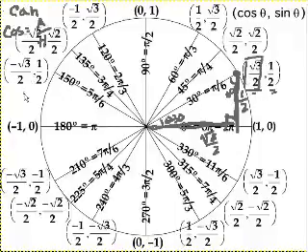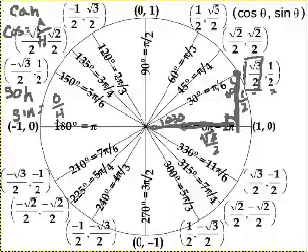Similarly, we could look at sine. Sine equals opposite over hypotenuse. Well, what's the opposite side? It's 1/2, and the hypotenuse is 1 here. So the sine is just 1/2 over 1. And so we have it here.